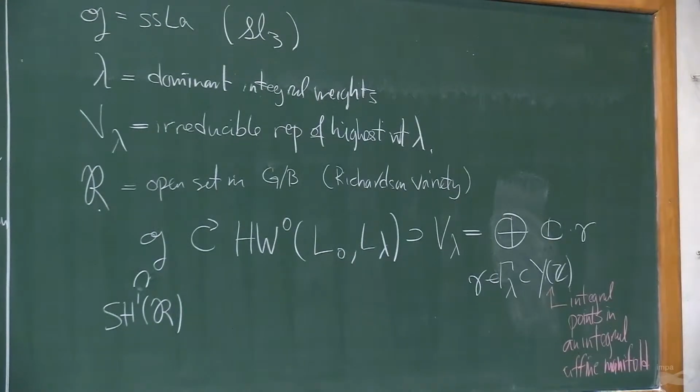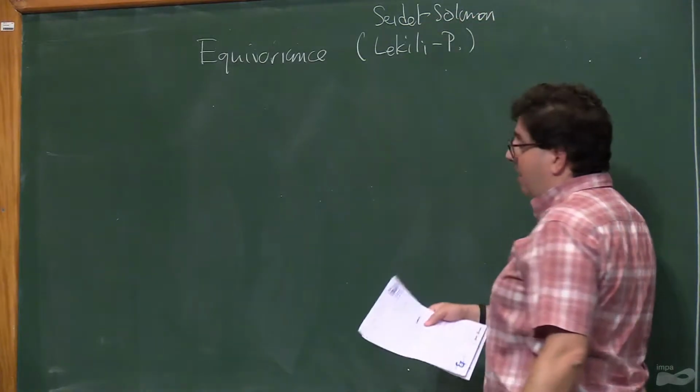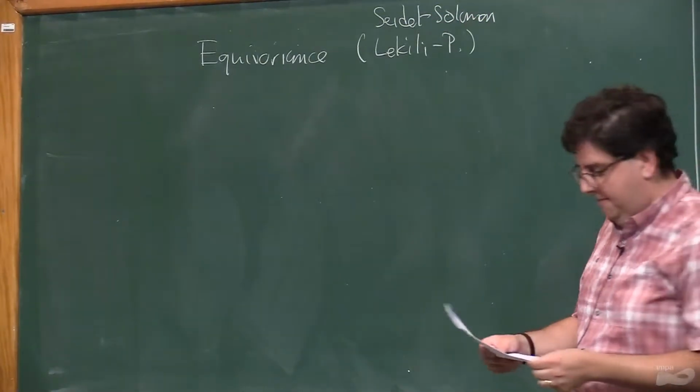Okay, so I promised that I would say something about this theory of equivariant Lagrangians. How does this work? As I said, this really draws in a fundamental way on the work of Seidel and Solomon. And I also wrote a paper with Yankee developing this in the Lie algebra case.